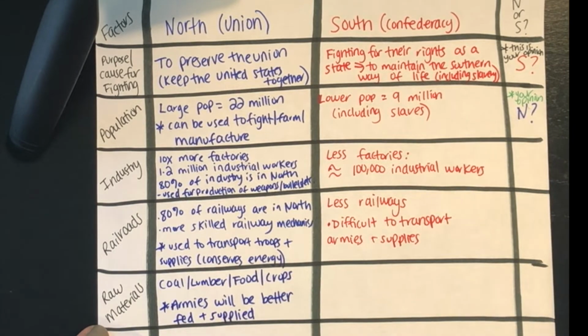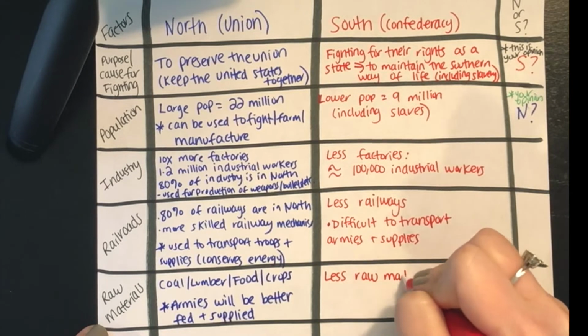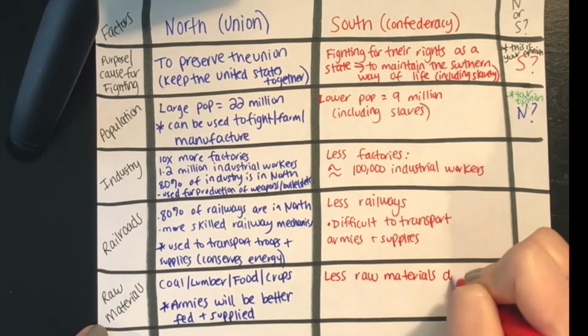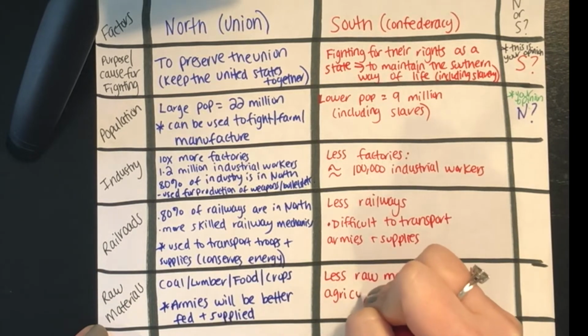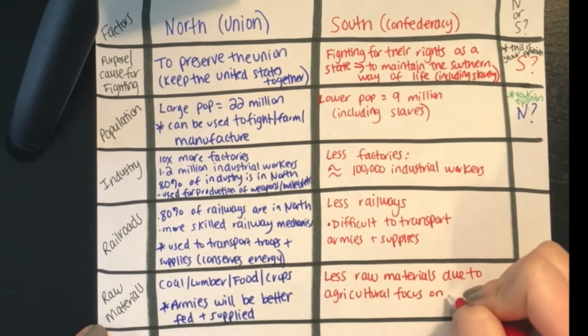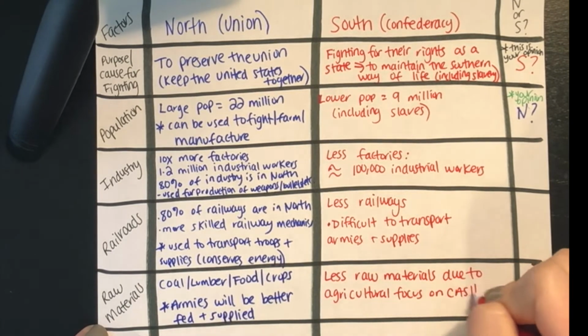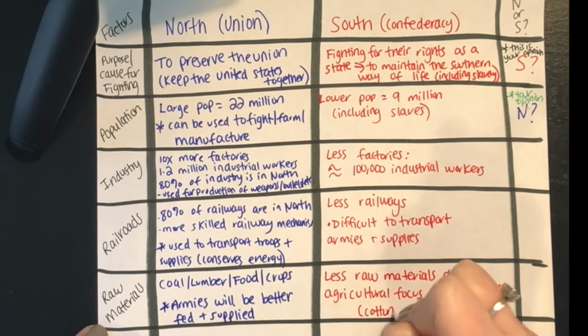And then the South, on the other hand, they have less raw materials because, once again, the focus of their economy is plantation farming. Plantation farming uses a lot of land and labor, and it depletes the soil. So they don't have a huge agricultural focus on just regular crops. Theirs is on cash crops such as cotton and tobacco.